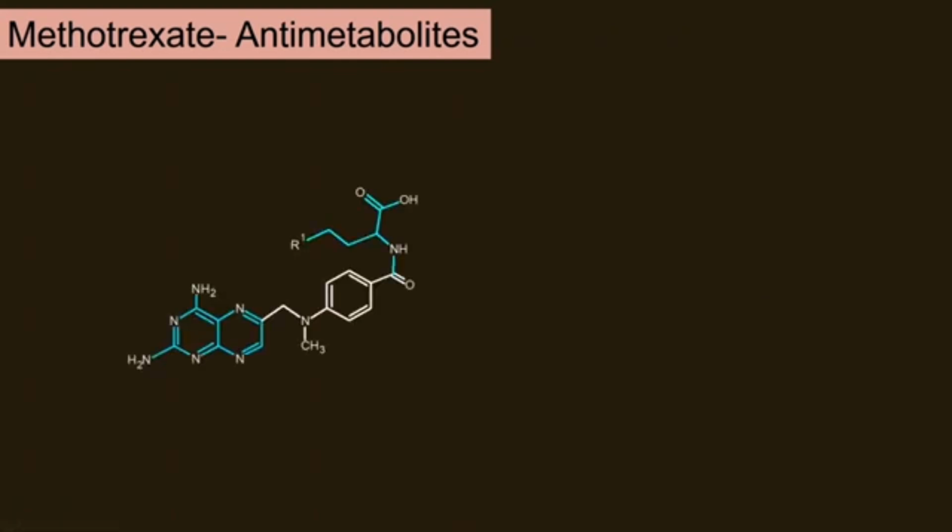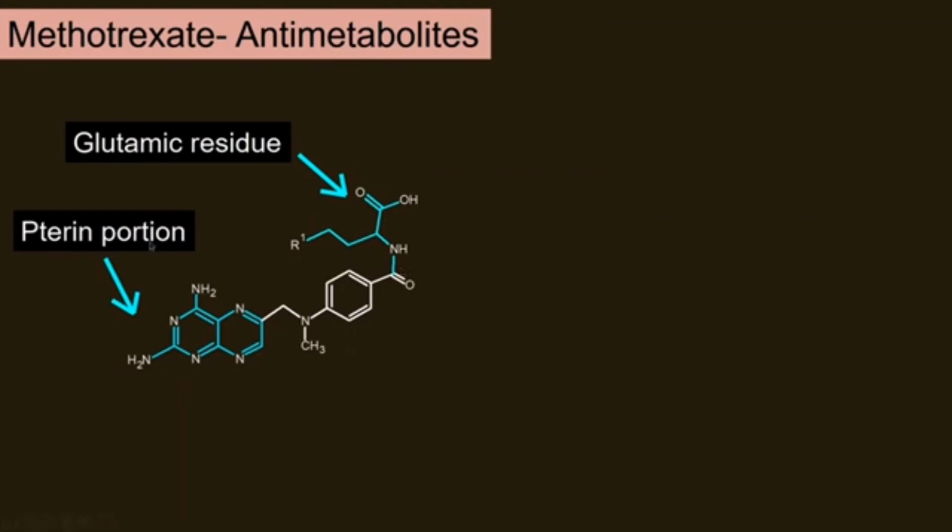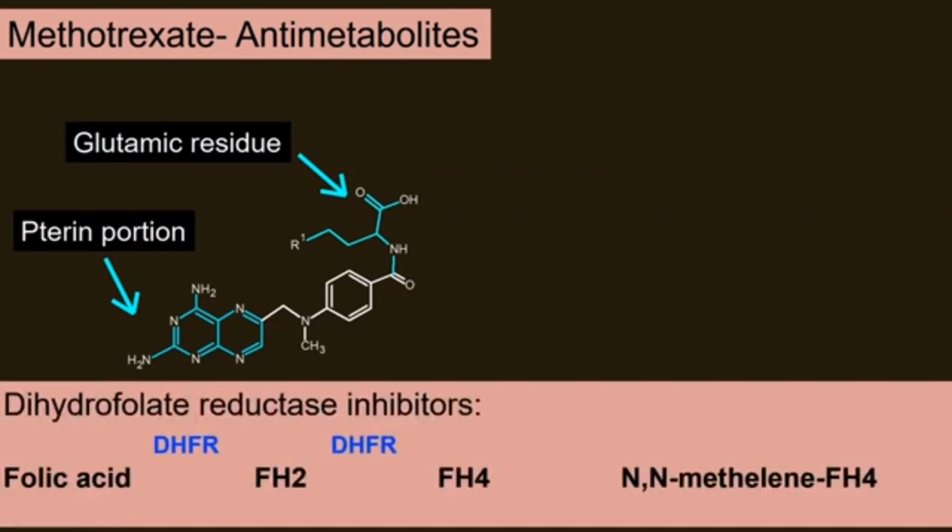The other important antimetabolite is methotrexate. Methotrexate has a very unique structure, which is structurally similar to folic acid. The main difference is an NH2, which is not there in folic acid. There are two major parts. One is the pterine portion, which primarily binds to the dihydrofolate reductase enzyme, which is what methotrexate inhibits. Then there is a glutamic residue, and a third piece called PABA, para-aminobenzoic acid. These three units combined make up the methotrexate structure, which is very similar to folic acid.